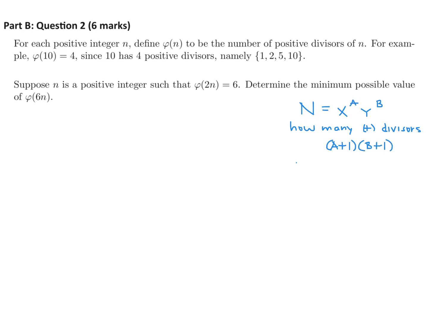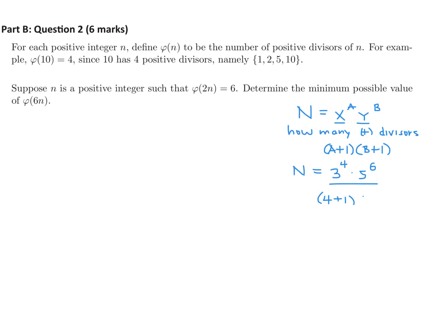So for example, let's say my n was 3 to the power of 4 times 5 to the power of 6. Now, keep in mind, x and y must be prime. This is the prime factorization. And I asked you, this number, how many divisors? Well, you take that 4 up here, add 1. Then you take this 6 up here, add 1, and then you multiply. So that's going to be 5 times 7, which is 35. So this number has 35 positive divisors. So it's a quick way of doing that. That's the concept we have to use again and again in this question.